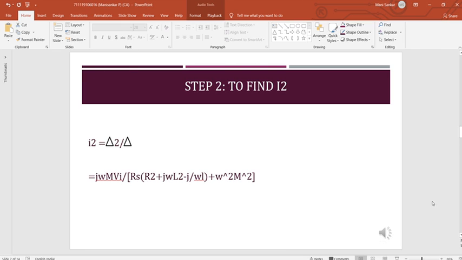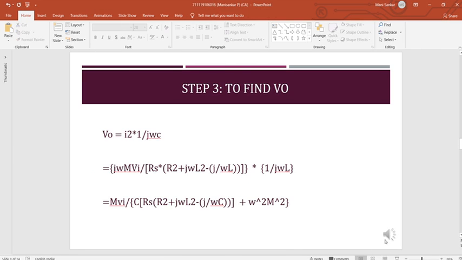Then we come to step 3. In step 3, we have to find V0. To find V0, we multiply I2 by 1 divided by j omega C. By multiplying this, we obtain the answer: M Vi divided by C into Rs R2 plus j omega L2 minus j divided by omega C plus omega square M square.